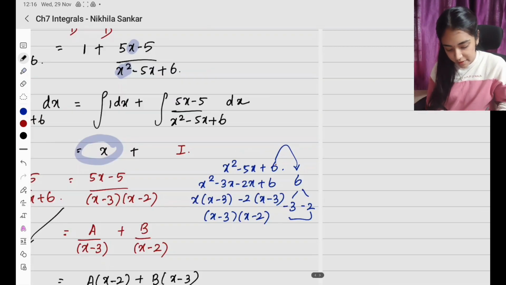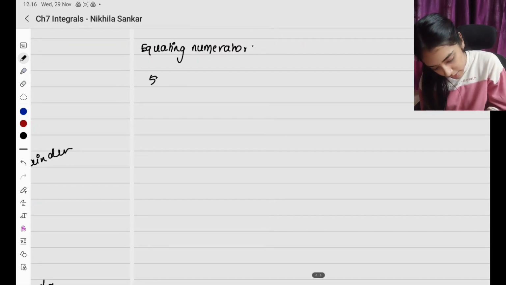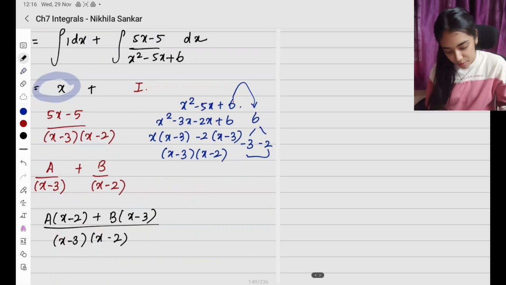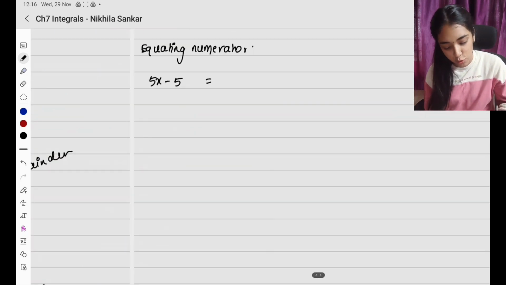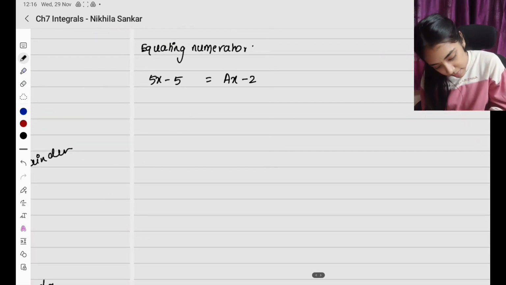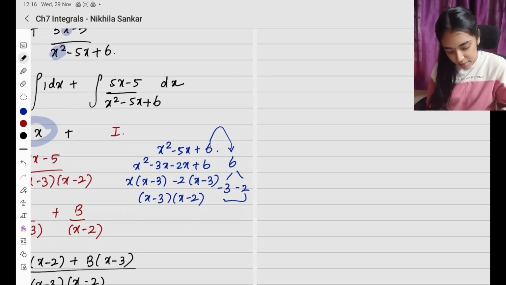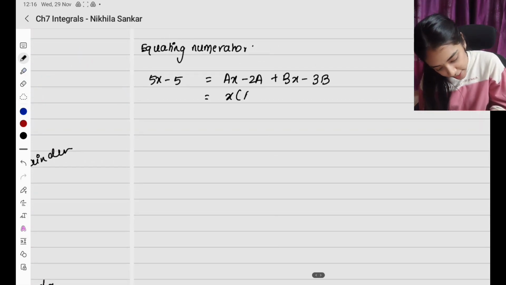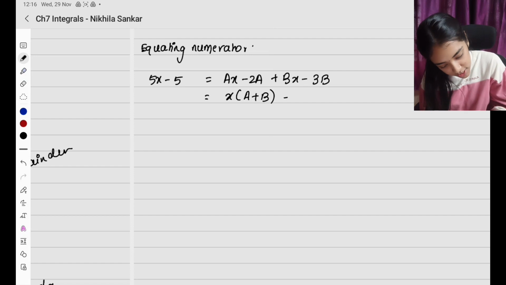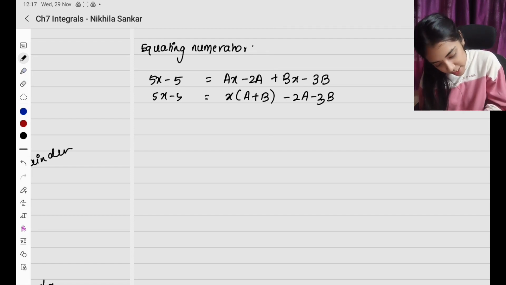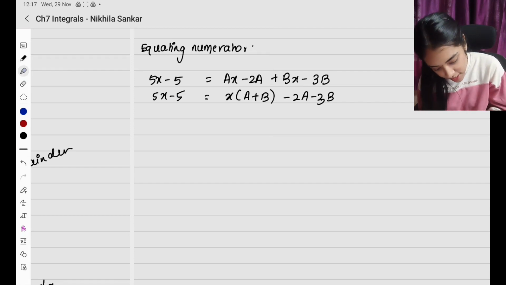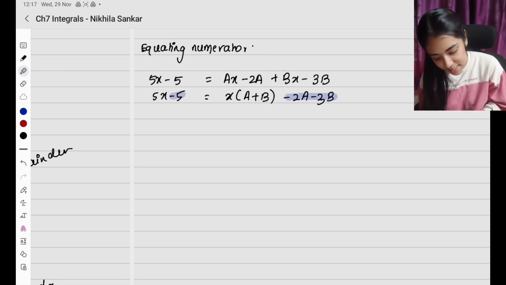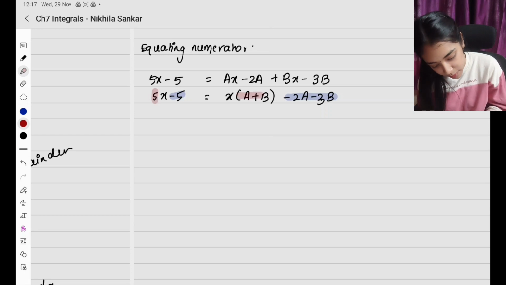I have 5x minus 5 equals, I'm going to multiply it inside. I have ax minus 2a plus bx minus 3b. Correct? Multiplying b, bx minus 3b. I'm going to club the x terms. So x times a plus b, and what is the constant? Minus 2a minus 3b. And on the left I have 5x minus 5. So equating the constants, minus 5 equals minus 2a minus 3b, and I have 5 equals a plus b.